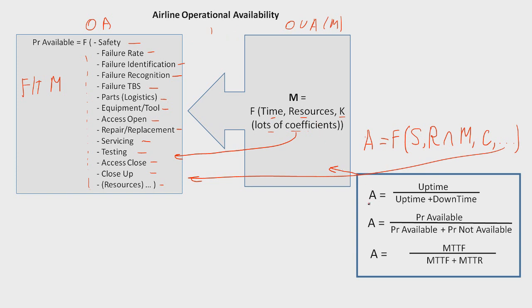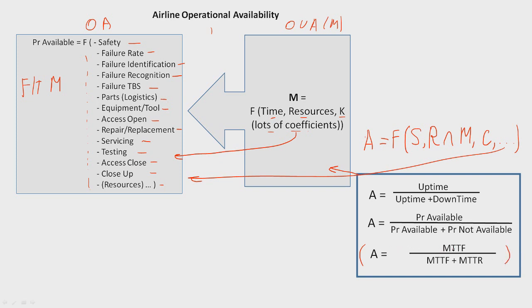Formula number 1: in the numerator we have uptime, in the denominator uptime plus downtime. Number 2: in the numerator we have product availability, in the denominator product availability plus product non-availability. Number 3: in the numerator we have mean time to failure, in the denominator mean time to failure plus mean time to repair. Since we are talking about product reliability, I think number 3 is the closest to our subject.